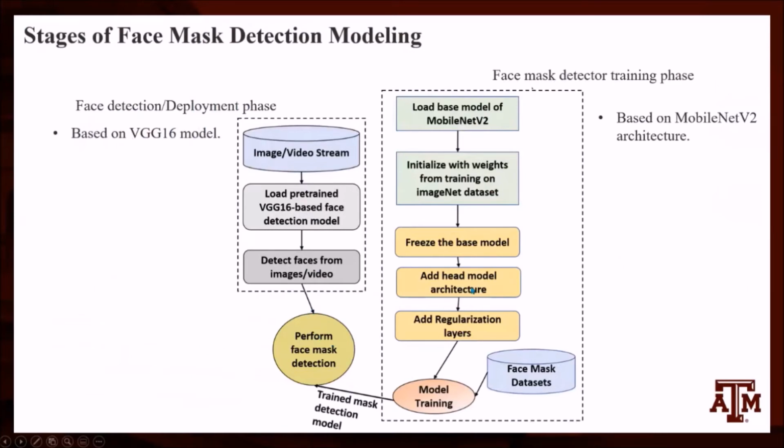Now the training of the classifier uses the base model of MobileNetV2. It is initialized with weights from training on the ImageNet dataset. We freeze the base model, we add the head model architecture, and in the head model architecture we add the regularization layers, and the model is trained using the face mask datasets. And the trained mask detection model performs the mask detection on the images or the regions of interest which we have obtained in the deployment phase.